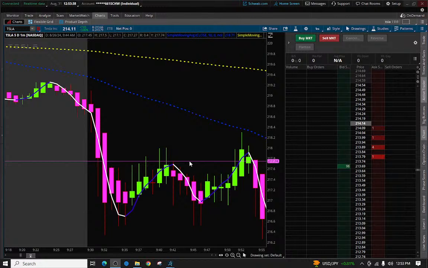1 minute chart. And yep, we're going to talk about how you can make $300 in less than 30 minutes just about every day trading Tesla. And we're going to go through that here real quick.